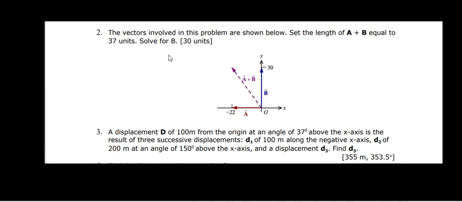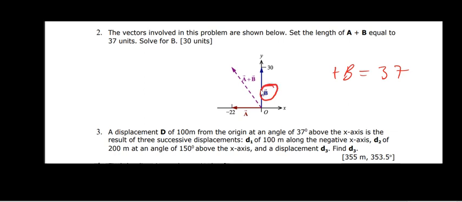Okay, so let me quickly go on to this one. The vectors involved in this problem are shown below. Set the length of a plus b equal to 37 units. So what we have been told is that vector a plus b is equal to 37 units, and then we have been asked to find this vector here, which is vector b.